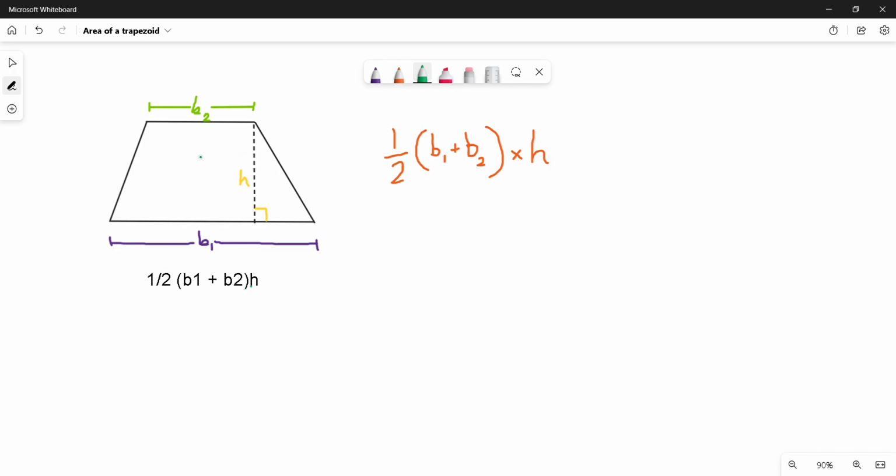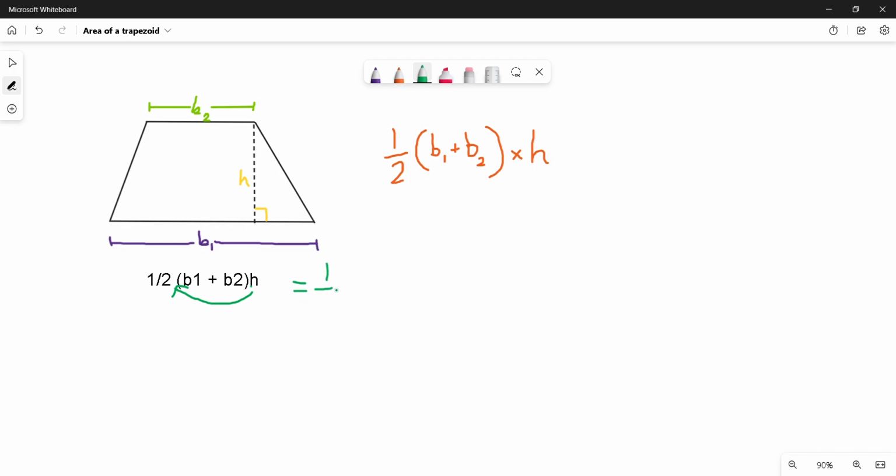Here we have a trapezoid where these are the parallel sides, base 1 and base 2, and this dotted line is the height of this trapezoid. Now let's prove that the area of a trapezium is equal to this. Let's bring this edge here.